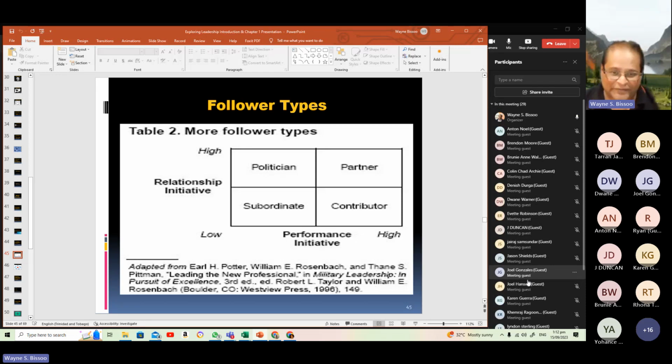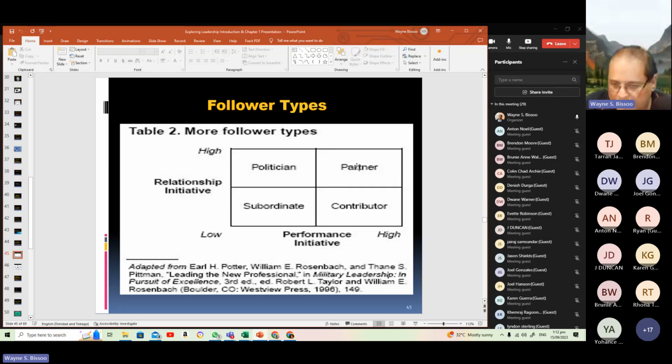So the 4 types of follower types that the text gives us here are the partner, the politician, the contributor, and the subordinate. Now, the axes or the performance matrix that they're looking at here is their relational initiative and their performance initiative. Their relational initiative has to do with their ability to develop and maintain good social relationships and link up well with other people. Performance initiative has to do with the ability to actually get the job done.